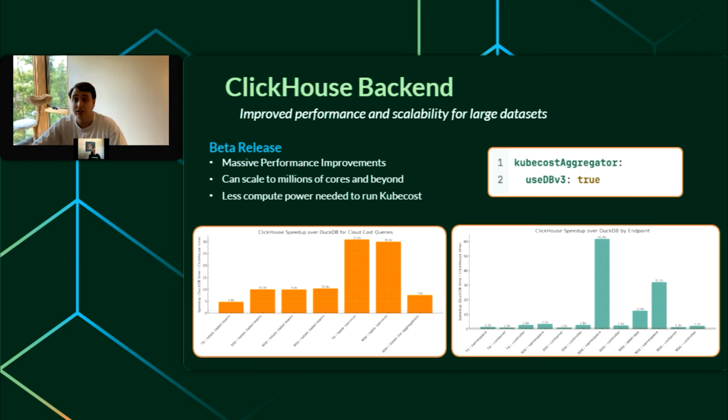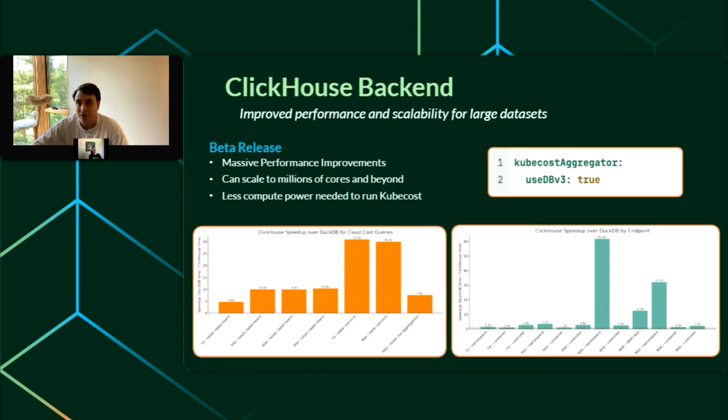And as you can see as well, it doesn't just apply to cloud costs. We see massive performance improvements on the allocation side as well. And again, the more granular or the more time you query, the bigger the performance improvement. So you can see here, a 60-day namespace query, over 60x query time enhancement from the ClickHouse backend. So really, really excited to roll this out as part of 2.8.